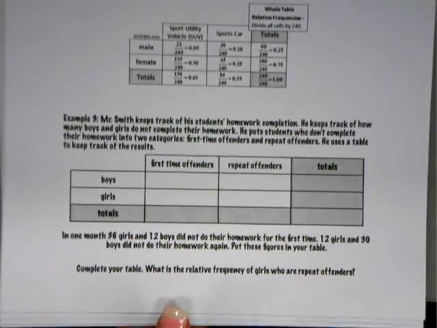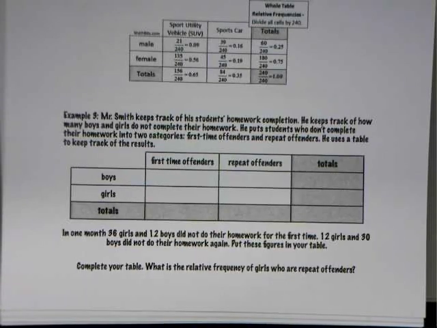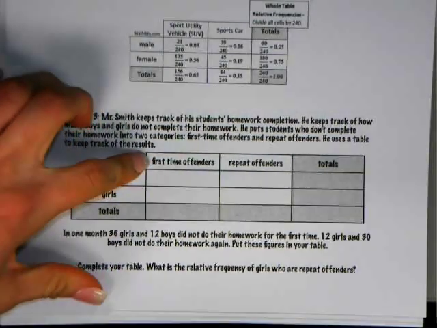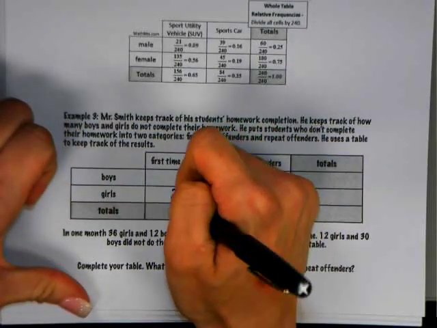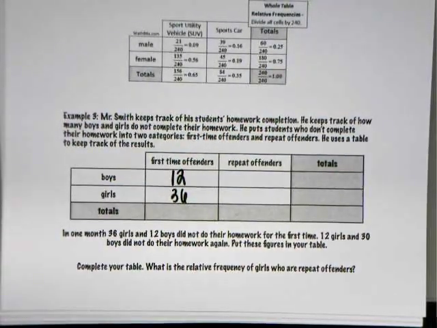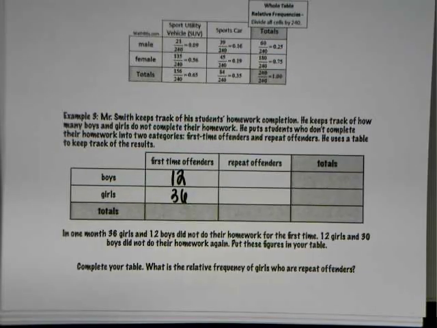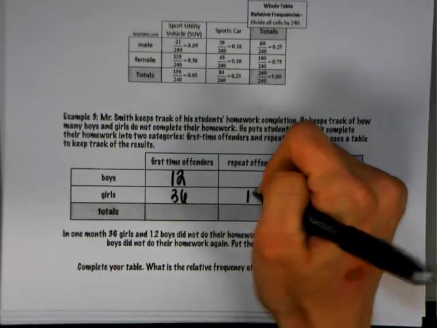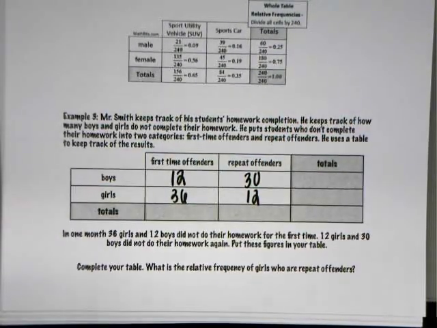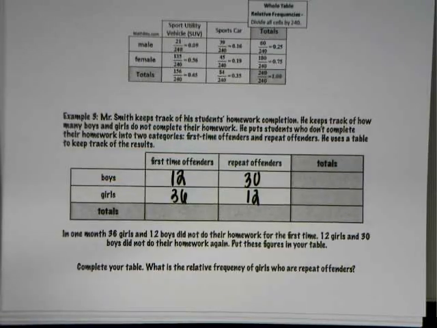Okay, then it says, in 1 month, 36 girls and 12 boys did not do their homework for the first time. So under first-time offenders, we're going to put 36 for girls and 12 for boys. And it says 12 girls and 30 boys did not do their homework again. So under repeat offenders, you're going to have 12 girls and 30 boys. And then we just have to complete the table.